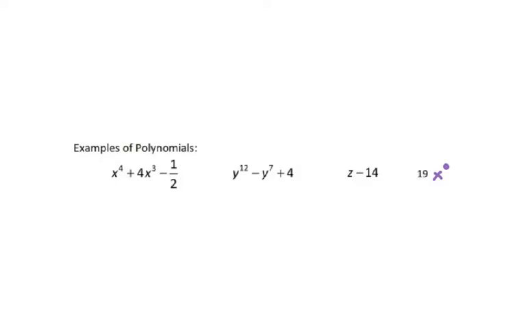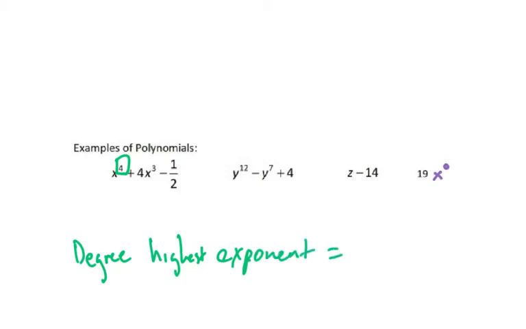We also want to stress that we can talk about the degree of the polynomial, and the degree is just the highest exponent. The highest exponent here for the first one would be 4. The degree here would be 12. The degree here would be 1. Notice there's still a 1 there. And this is just 19, so this is called a constant. Just want to stress the vocabulary here.